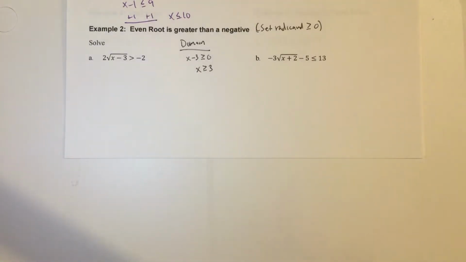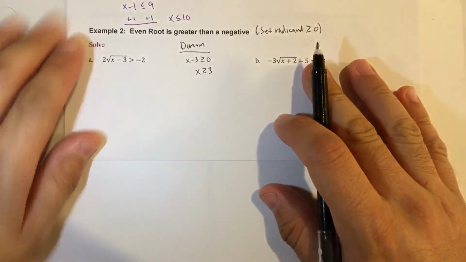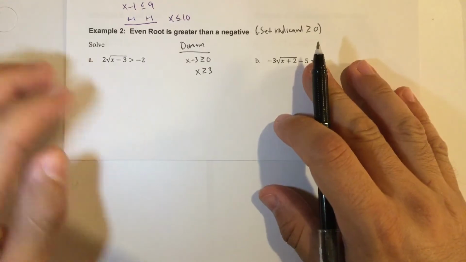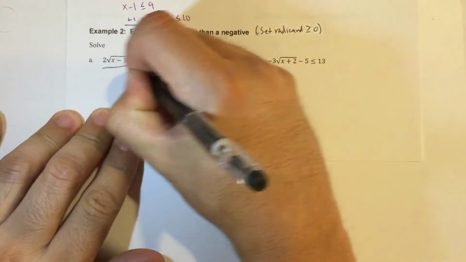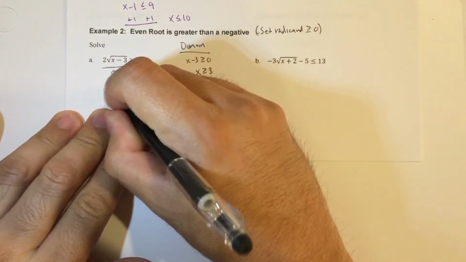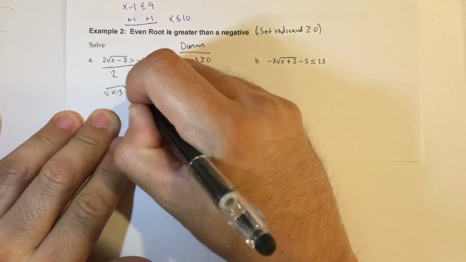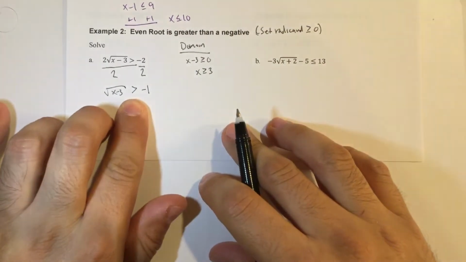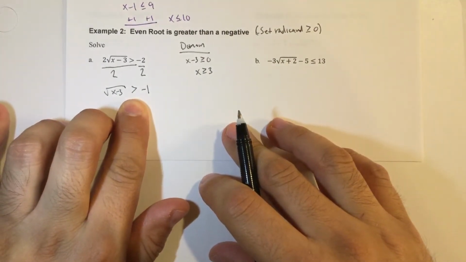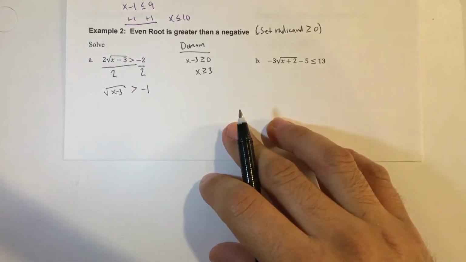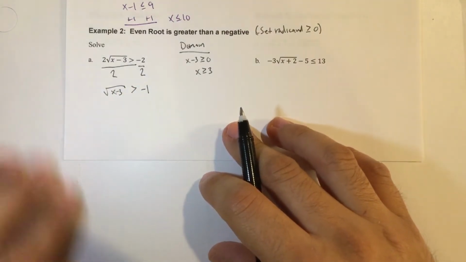So first thing I look for is addition or subtraction, which I don't have outside the radical, but I do have multiplication. So we undo that by dividing it. So this cancels. We get the square root of x minus 3 is greater than negative 1. Now, if this was less than a negative 1, at this point we could stop and say that it's a no solution, but since it's greater than it, we're just going to continue going forward.